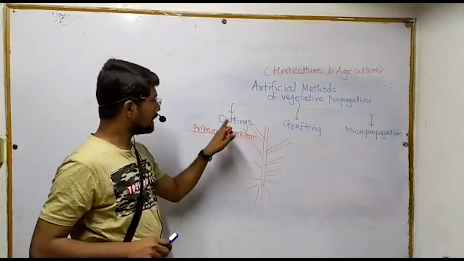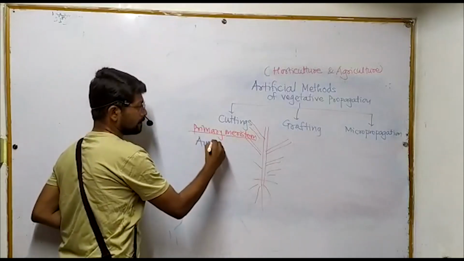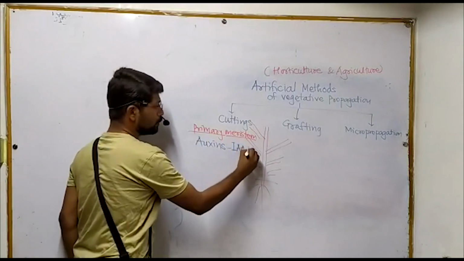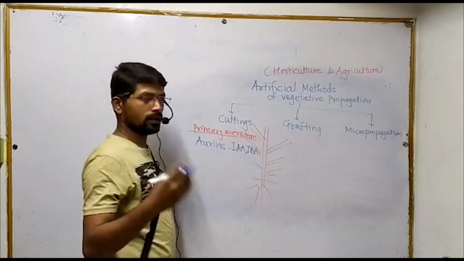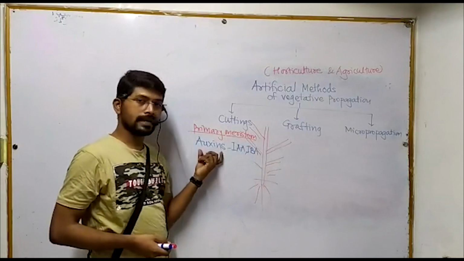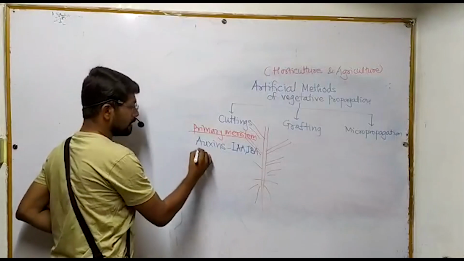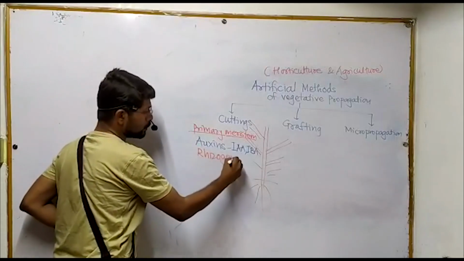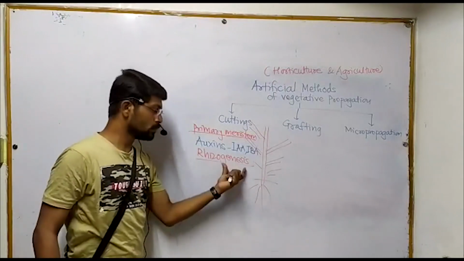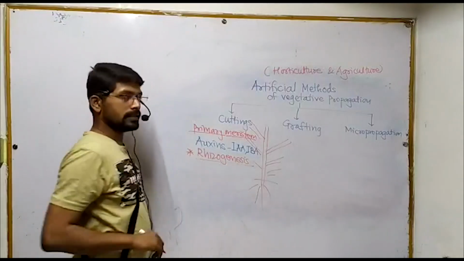For that purpose, these cuttings are treated with certain chemicals like auxins. The best auxin you can use is IAA. You can also use IBA. The names are there in your notes: indole 3-acetic acid, indole 3-butyric acid. These are naturally occurring auxins. Auxins are growth promoting substances, and they are related with rhizogenesis. It means they are involved in the process of root formation, rhizogenesis. This term is not there in your notes. If it is not there, you have to write it down. It is involved in rhizogenesis.